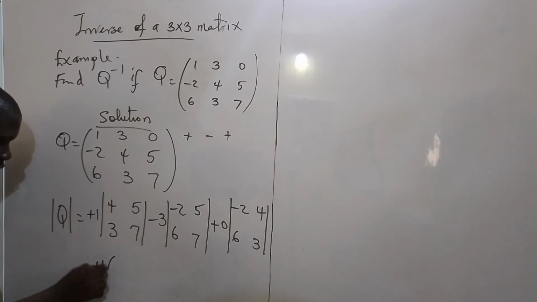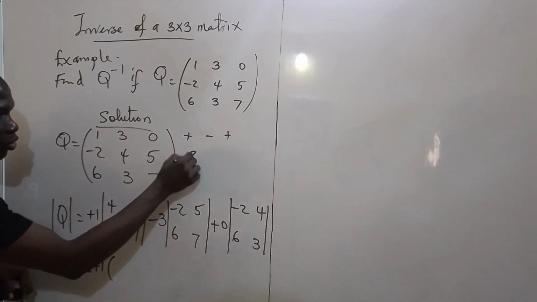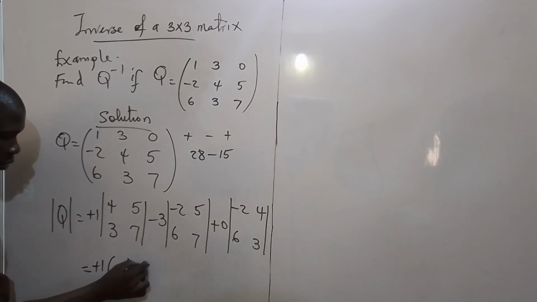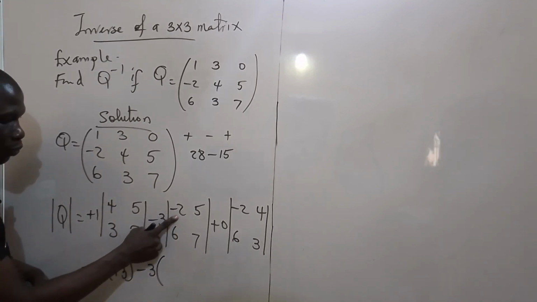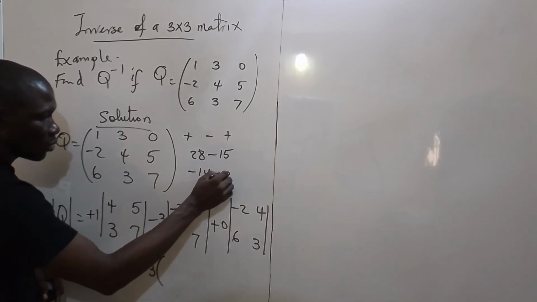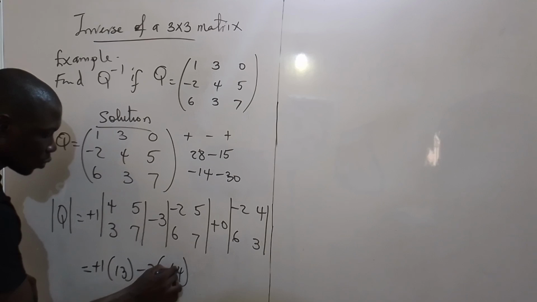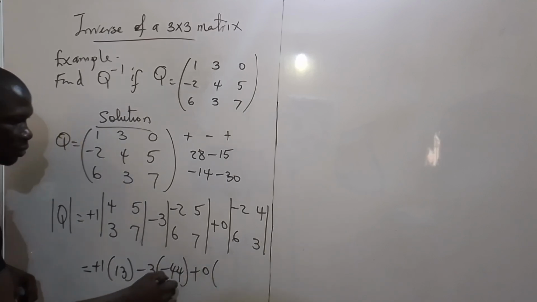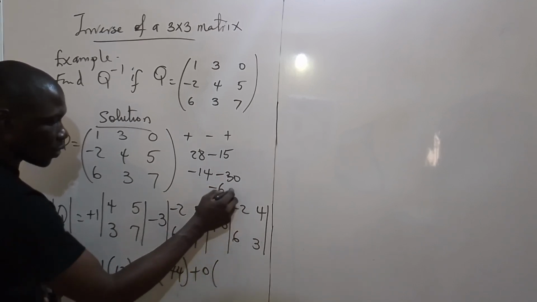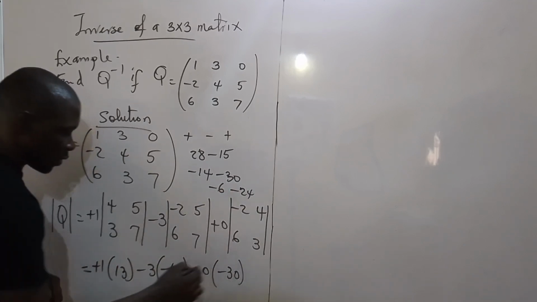So this is plus 1 times 4 times 7 is 28, 28 minus 15, so that will give us 13. So this is 13 here. Minus 3 bracket, minus 2 times 7 is minus 14, 6 times 5 is 30, so minus 14 minus 30, that's minus 44. Then plus 0 bracket, minus 2 times 3 is minus 6, 6 times 4 is 24, so minus 6 minus 24, we have minus 30.